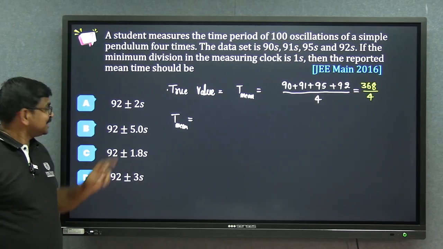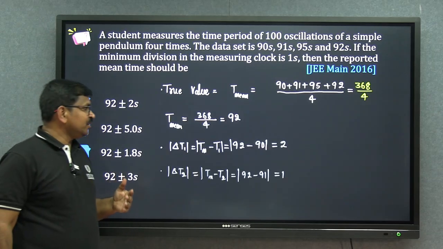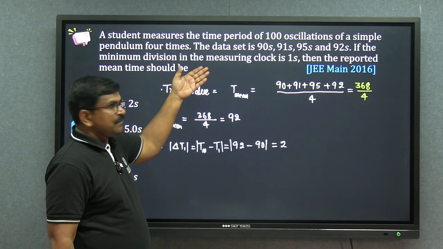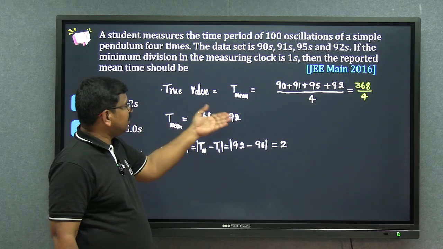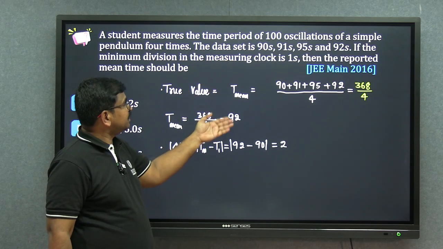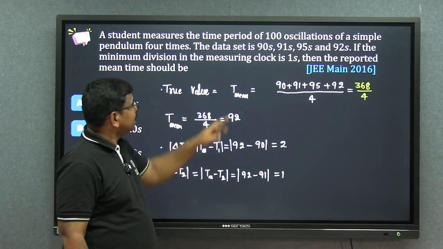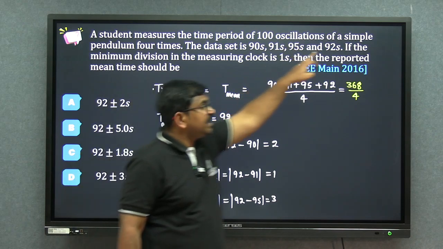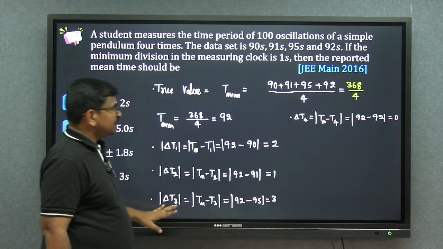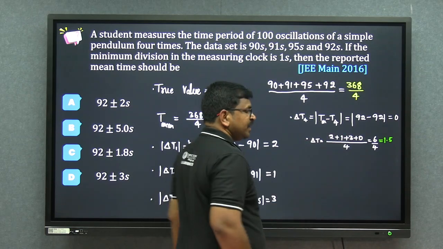But the question here is, what is the absolute error? To find the absolute error, we need to go for the individual absolute errors and the mean absolute error. True value I know, measured value I know. The difference between 92 and 92 is 0, between 92 and 91 is 1, between 92 and 95 is 3, between 92 and 92 is 0. After all these, the mean absolute error is 1.5.